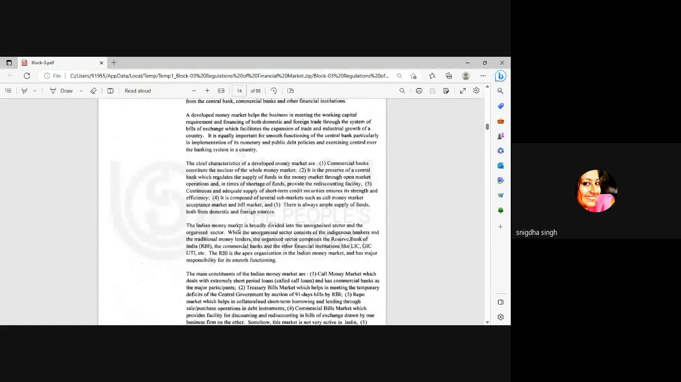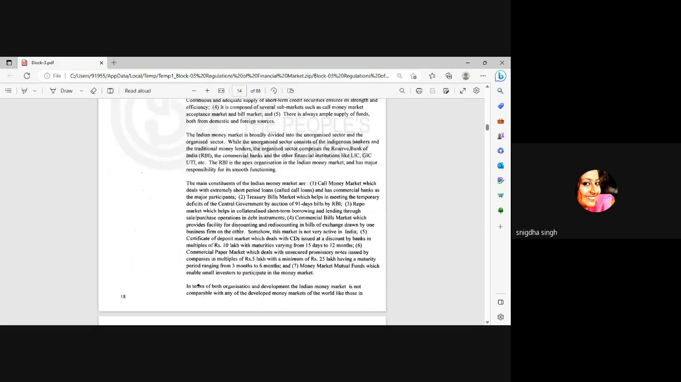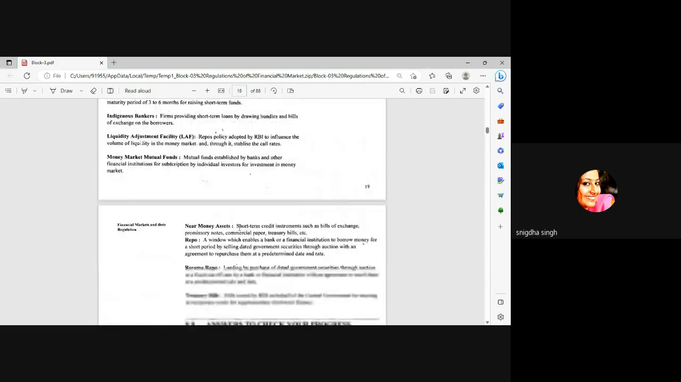You have to focus on what is money market, what is capital market, what is the distinction between both, what are the various instruments operating in both of these markets, and what are the disadvantages of these markets. So that's what you have to cover here.